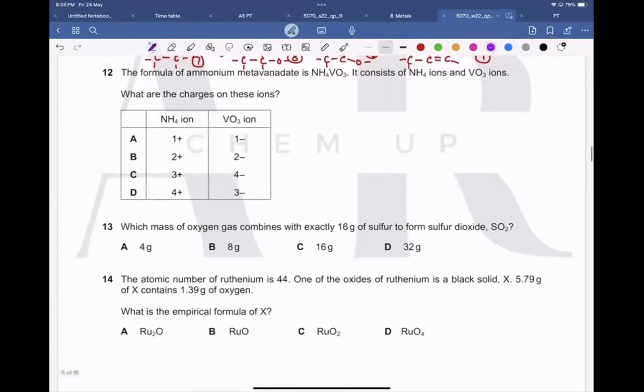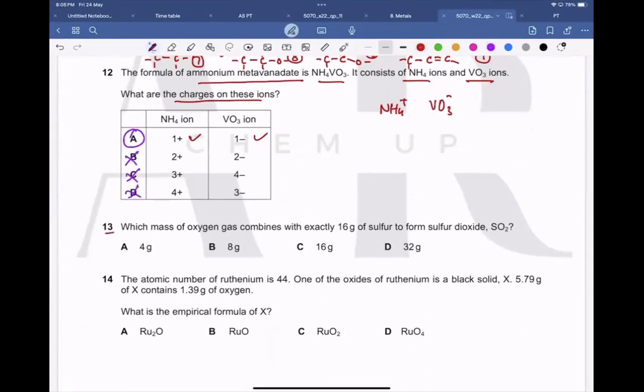Now, question number 12. The formula of ammonium metavanadate. It contains ammonium ions and vanadate ions. What are the charges on these ions? We remember the charge of ammonium, it's +1, and with 1 NH4 there is 1 VO3. So VO3 must have a -1 charge. That's why its formula becomes NH4VO3. So A is the correct one. B, C, and D go wrong.